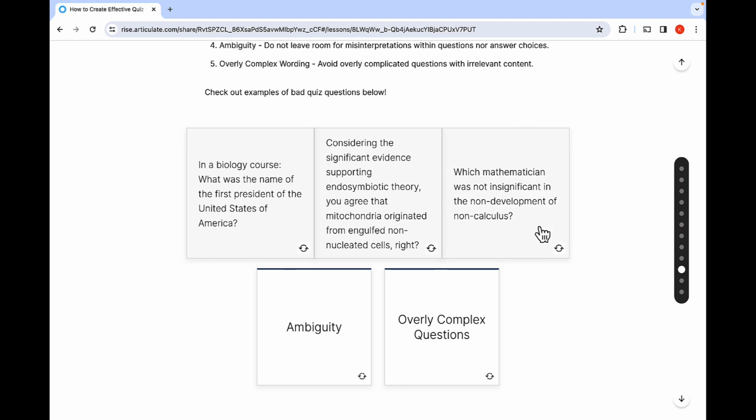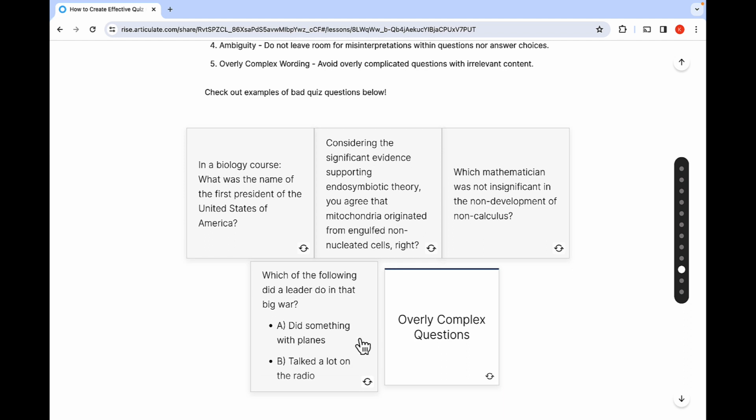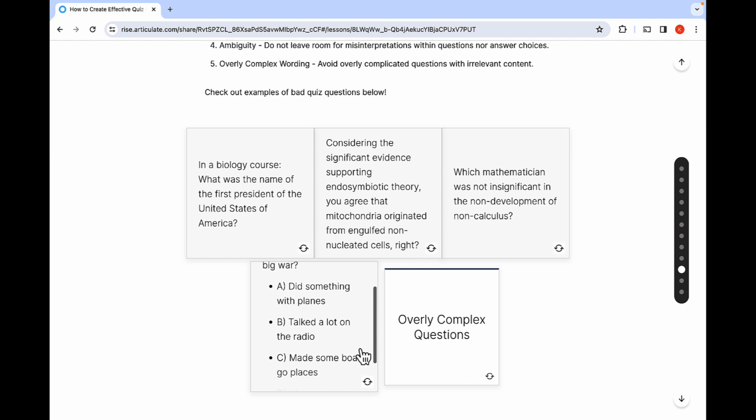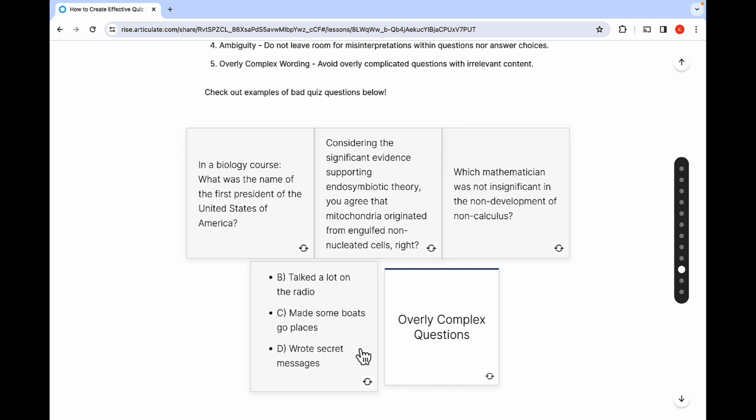Which mathematician was not insignificant in the non-development of non-calculus? Which of the following did a leader do in that big war? Did something with planes? Talked a lot on the radio? Made some boats go places? Wrote secret messages?